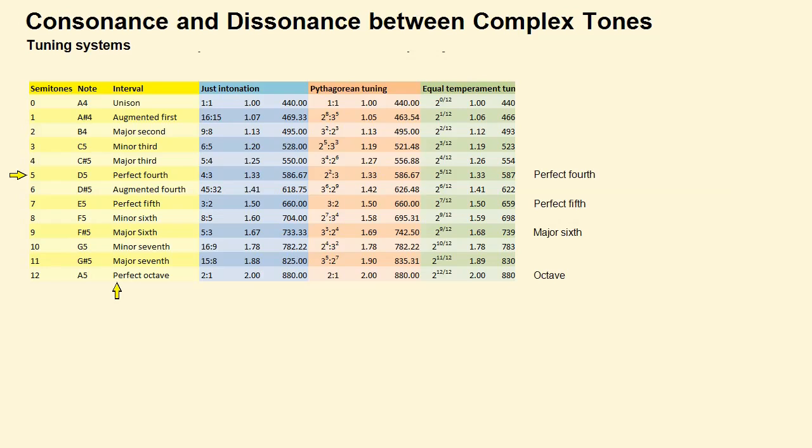The perfect fourth interval, 4:3, corresponds to the ratio between the fourth and third harmonics, 4F0 divided by 3F0 equals 1.33. The major third interval, 5 to 4, corresponds to the ratio between the fifth and fourth harmonics, 5F0 divided by 4F0 equals 1.25. The minor third interval, 6 to 5, corresponds to the ratio between the sixth and fifth harmonics, 6F0 divided by 5F0 equals 1.2.